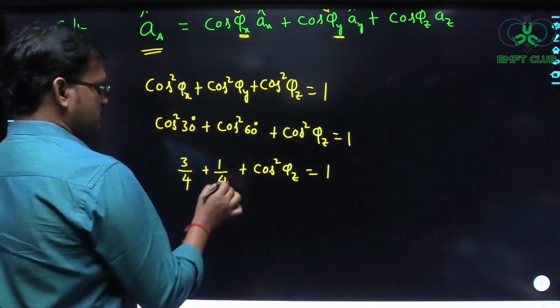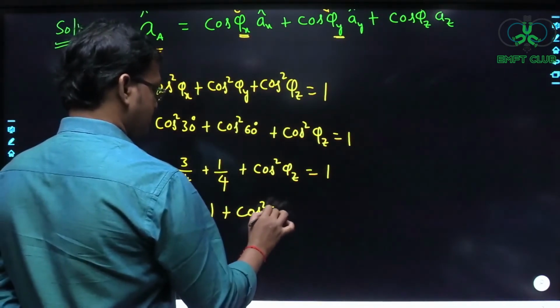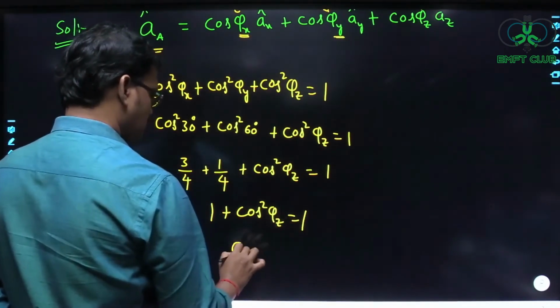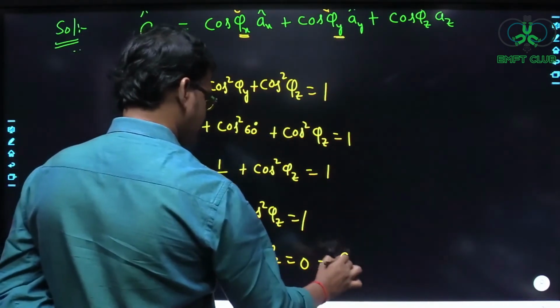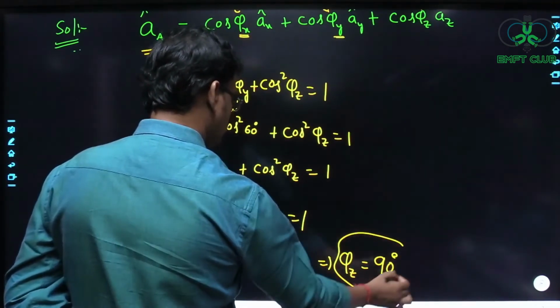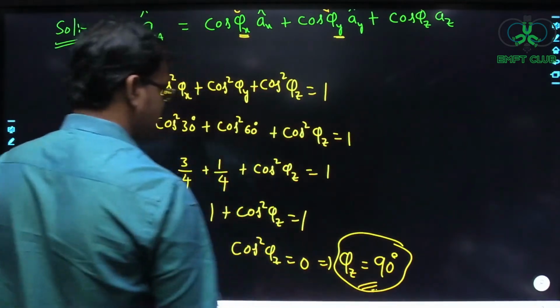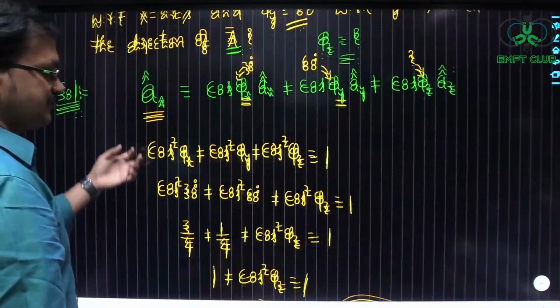So 3 by 4 plus 1 by 4 is nothing but 1. So 1 plus cos square phi z is equal to 1, so cos square phi z is equal to 0. So this implies phi z is equal to what? Phi z is equal to 90 degrees, right?